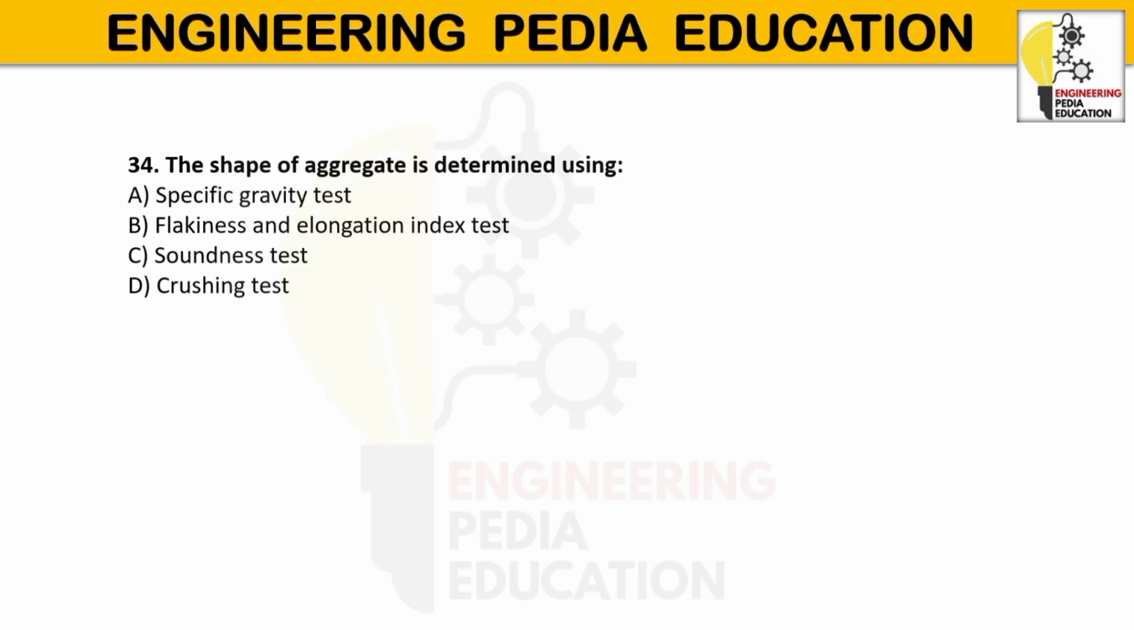The shape of aggregate is determined using specific gravity test, flakiness test, elongation index test, soundness test, and crushing test. So this question we have also discussed earlier. The shape of aggregate is determined with the flakiness and elongation test, and how we calculate the flakiness elongation index we have also mentioned earlier. It is also called the shape test.